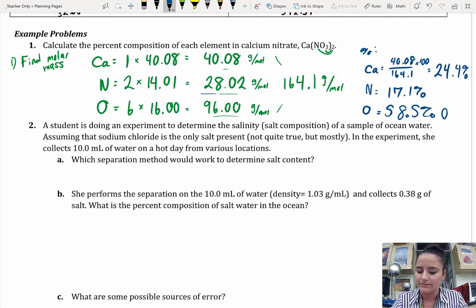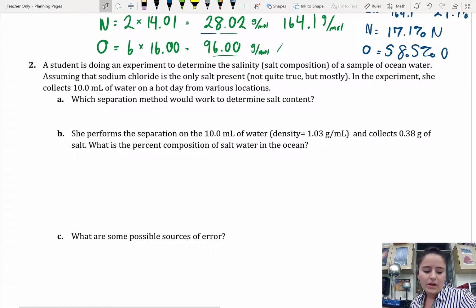58.5% oxygen. Okay, cool. Last example problem. A student is doing an experiment to determine the salinity, salt composition of a sample of ocean water. Assuming that sodium chloride is the only salt present, it's not quite true, but it's a very large, over 90%.